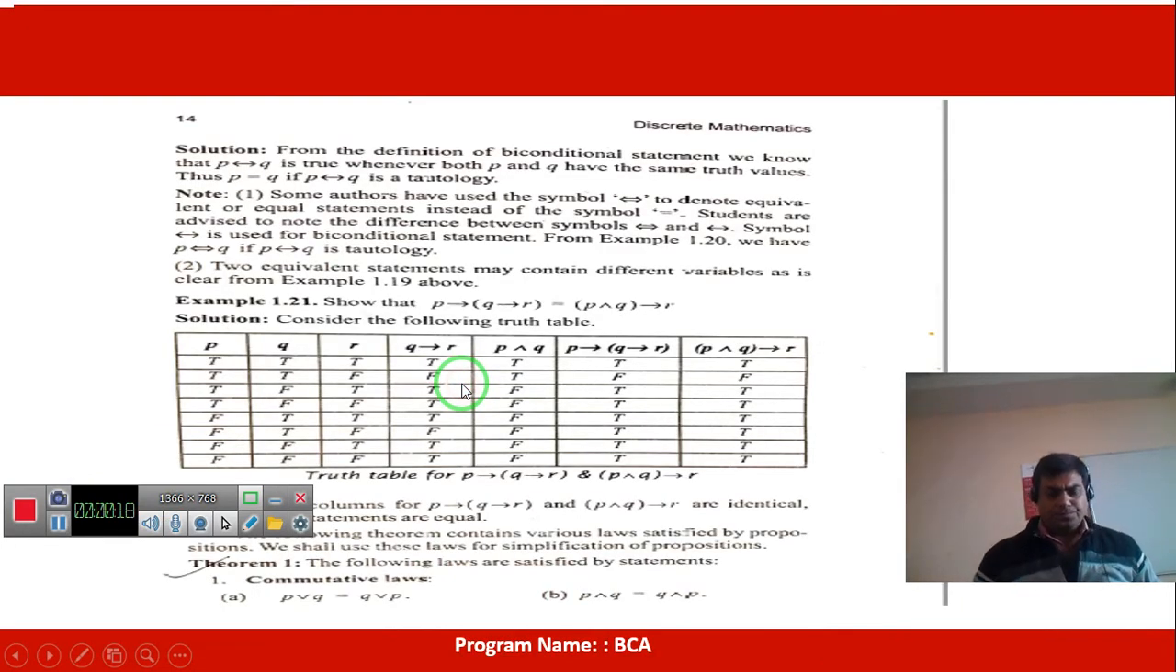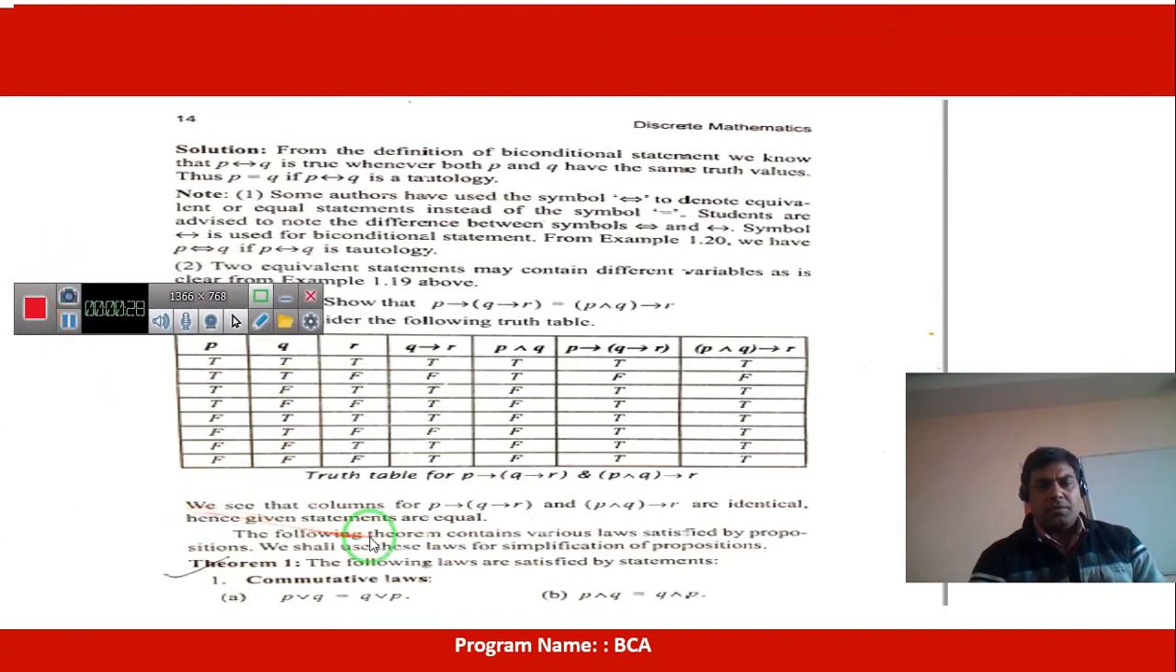Today is the sixth lecture we are going to discuss. In the previous lecture, that is the fifth lecture, we covered all the examples of tautology and contradictions, but now we will discuss the rules. There are some rules which will be very helpful for solving our mathematical logic problems.